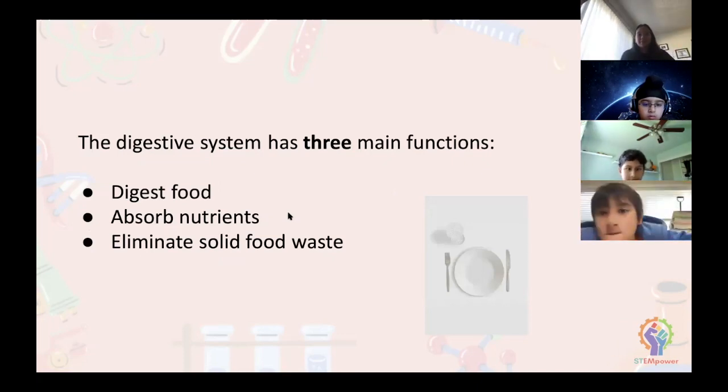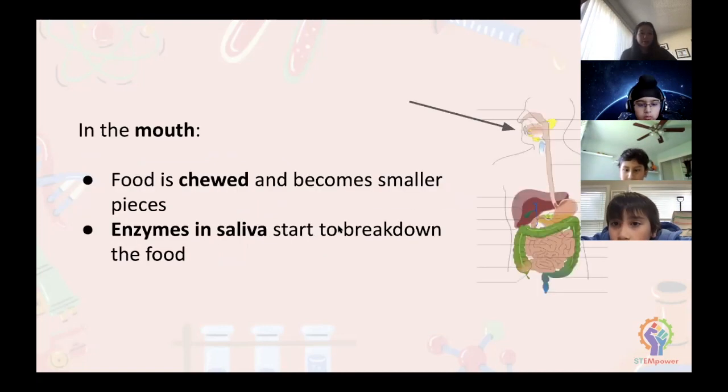So we need to know a little bit about the digestive system. There's three main functions to it. It digests food, so we're breaking down food into small molecules, and then we have to absorb the nutrients. Food does no good for us if we don't actually get the nutrients out of it, the energy out of it that we need. And then we have to eliminate solid food waste, which is pretty much what the body just doesn't end up using. So whatever we don't absorb.